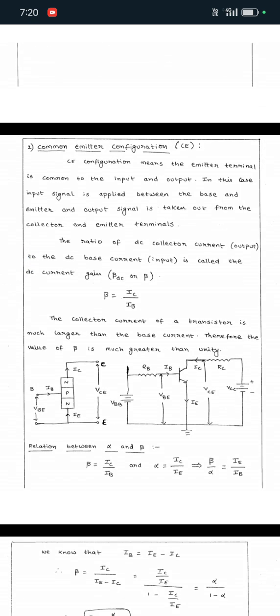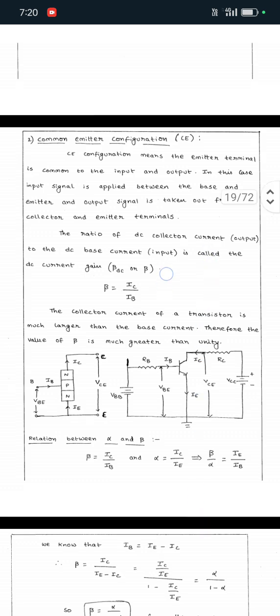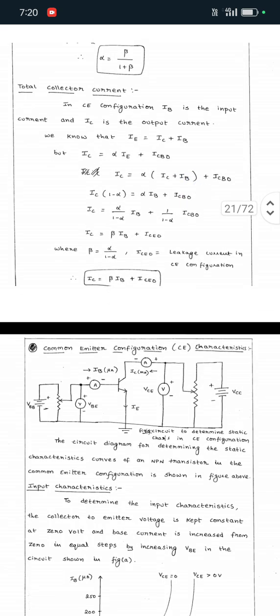Likewise, the common emitter configuration: the input signal is applied between the base and emitter. The ratio of DC collector current to base current is called the current gain. The collector current of a transistor is much larger than the base current. Likewise, the ratio of DC collector current, the total collector current, to the base current.